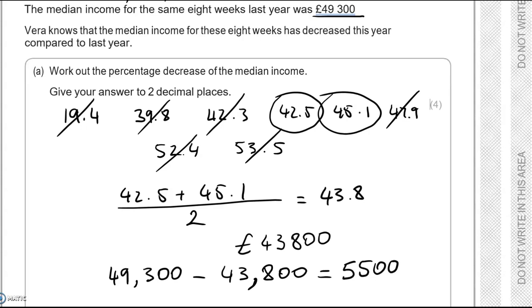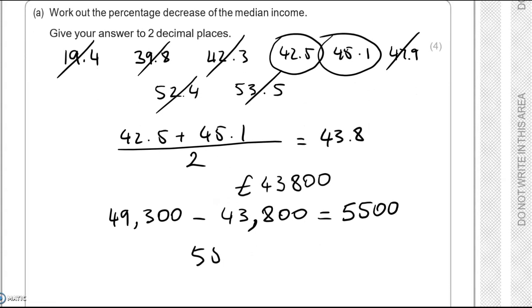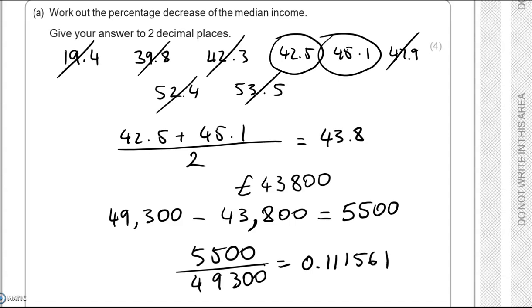£5,500. So that's the difference, 5,500 out of the original value, always out of the original value, which was 49,300. That is when you work out a percentage change. So we're going to go 5,500 divided by 49,300, and that gives us 0.1156186661.